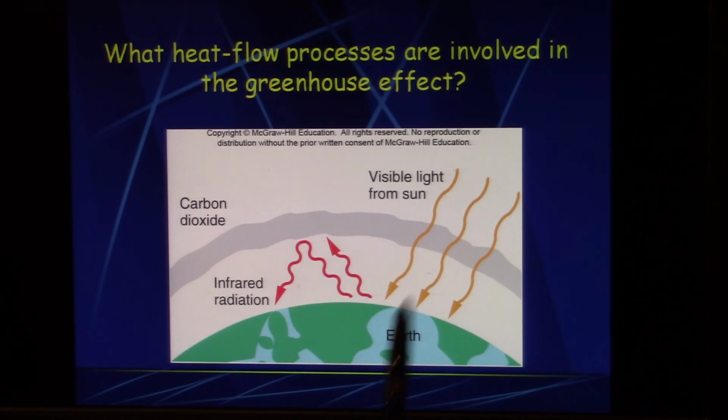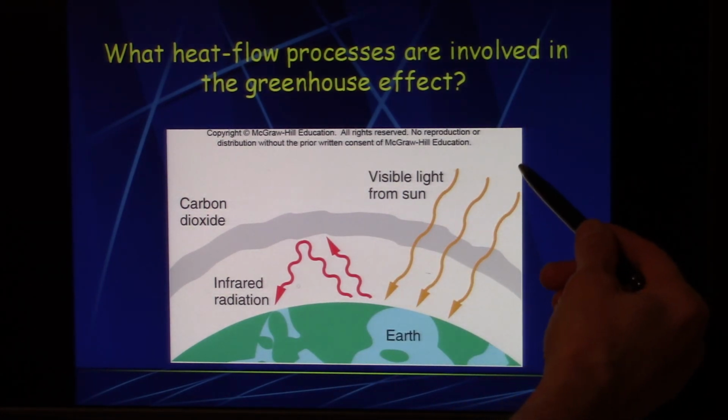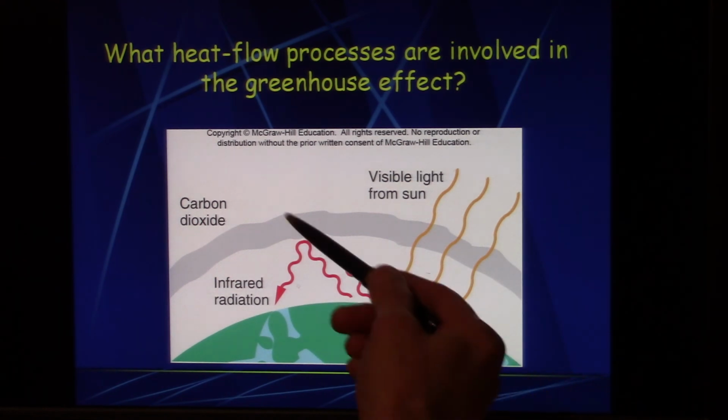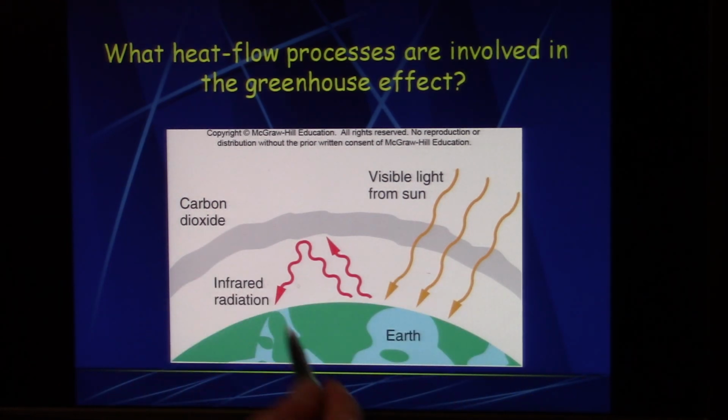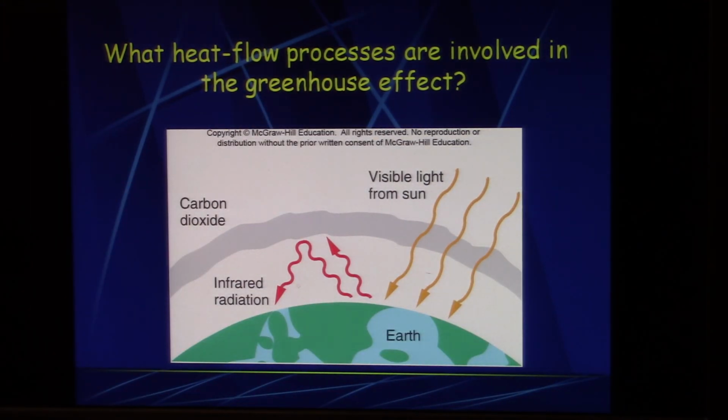And here they're just showing the greenhouse effect on planet Earth. So light comes down from the sun, hits the Earth, but infrared radiation gets trapped. The more carbon dioxide you have, the more of it gets trapped. It just works that way.